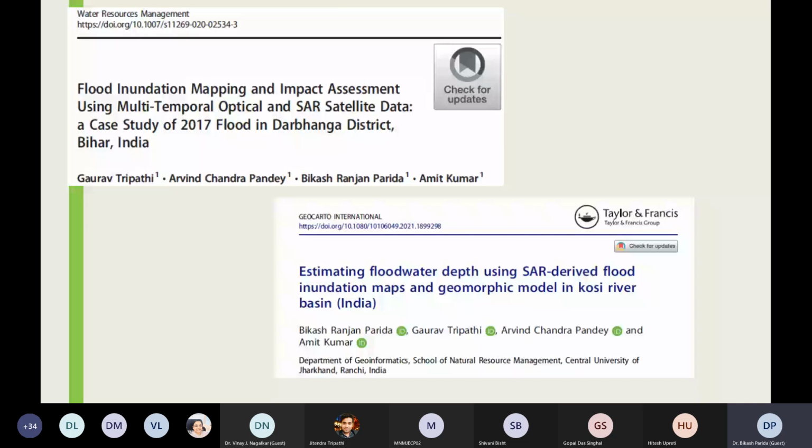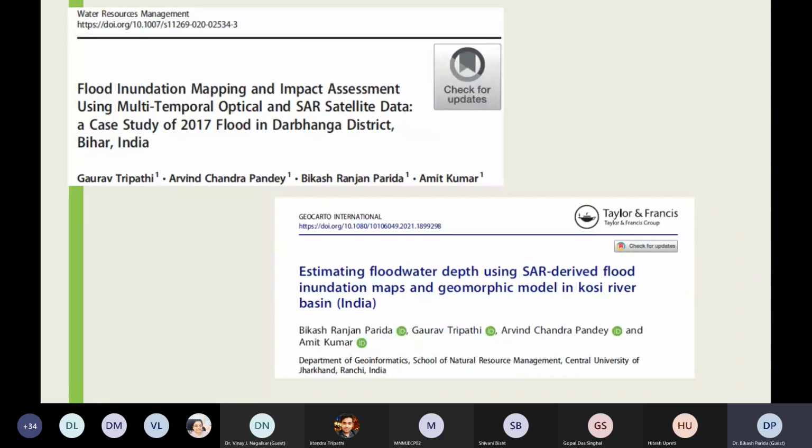The fourth paper is in Geocarto International, and it is related to flood water depth. In this paper, you will find lots of tools, other options, and other hydrological models that can be useful for doing this depth calculation.